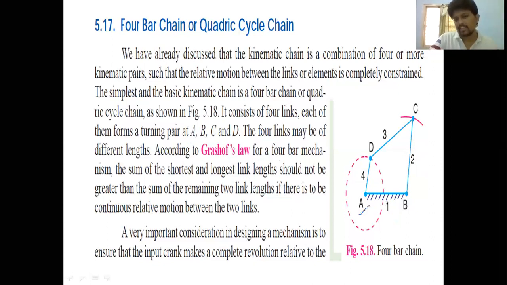One at A is a turning pair because you have two links from A. B is a turning pair, C is a turning pair, and you also have D is a turning pair. If you see, we define this AB as a fixed link because it is fixed. We are talking about inversion of mechanism.